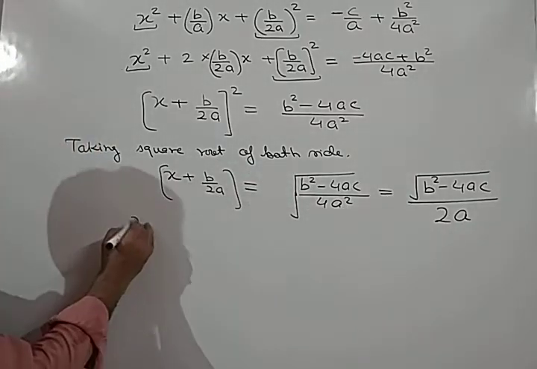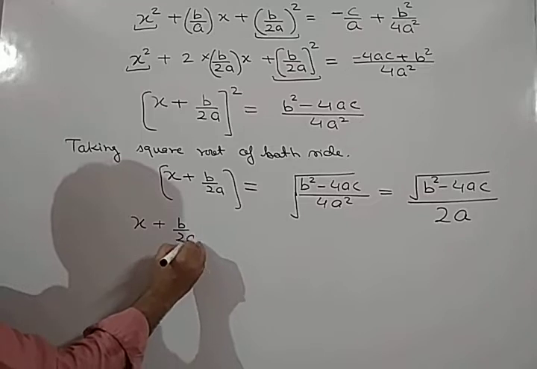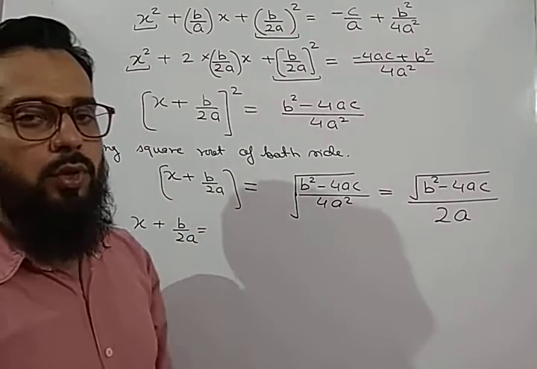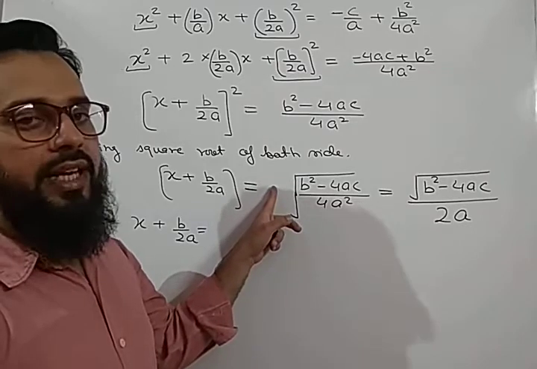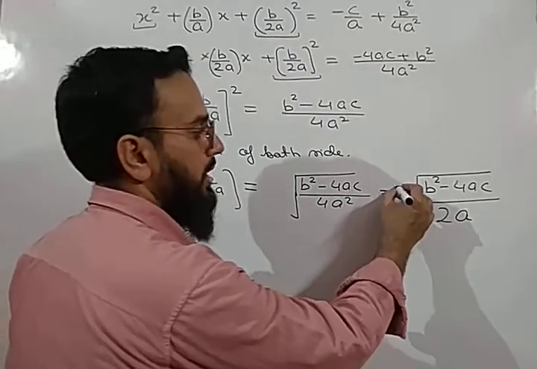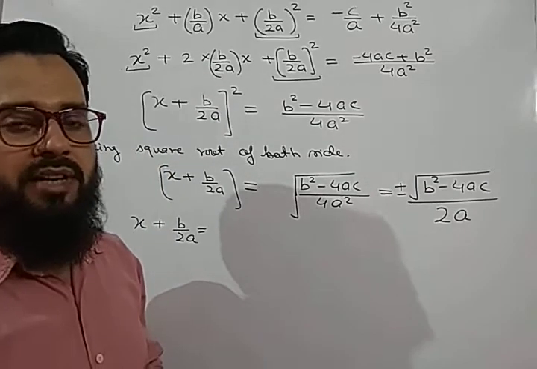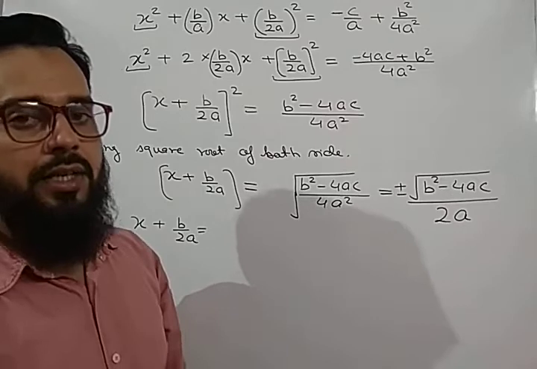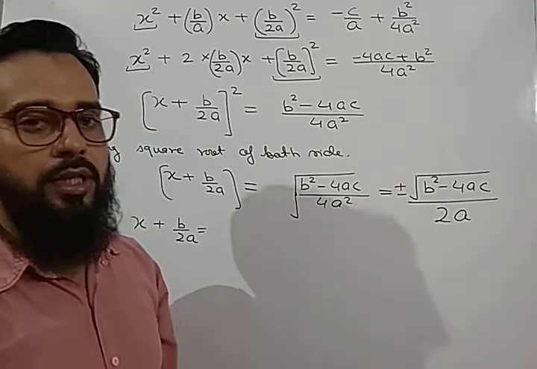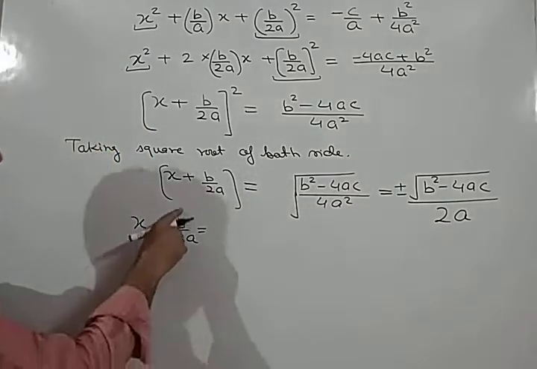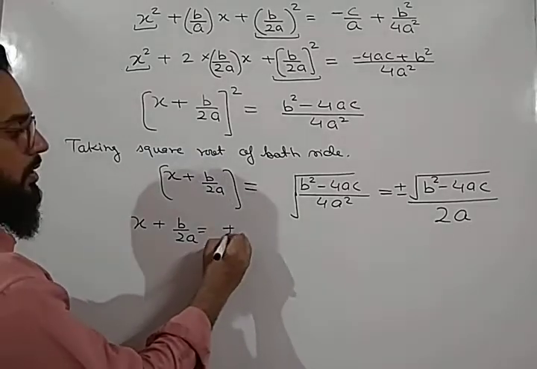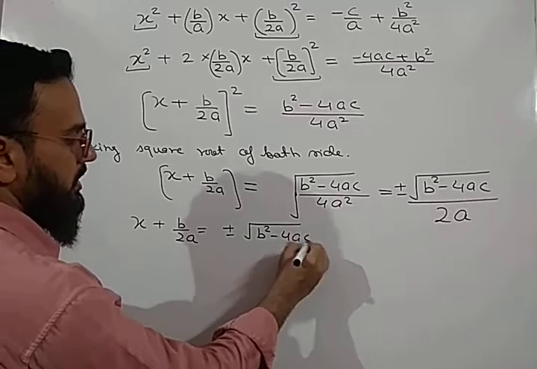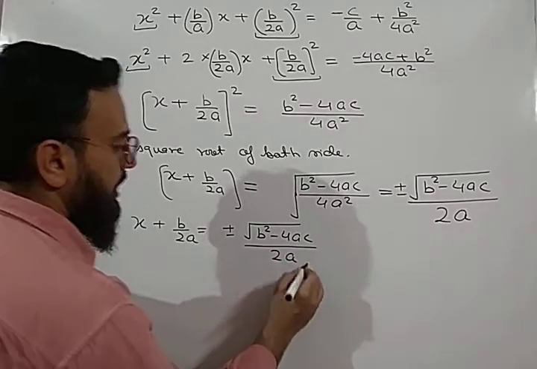So we got the term x plus b by 2a is equal to, and one more thing: whenever we take the square root, I told you in the 9th class also, there will be plus minus, both the signs. We have to take both signs whenever we take the square root of any polynomial or any identity. So x plus b by 2a is equal to plus minus under root of b square minus 4ac whole upon 2a.